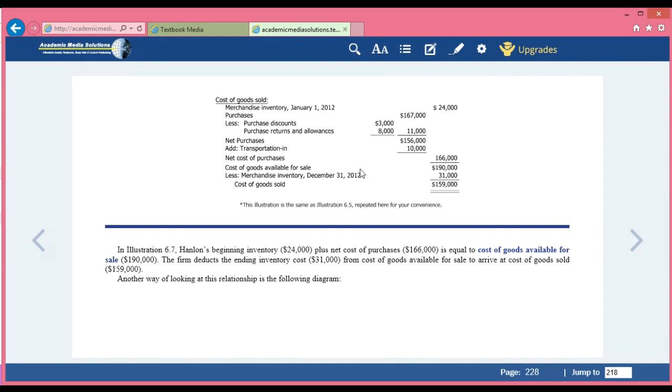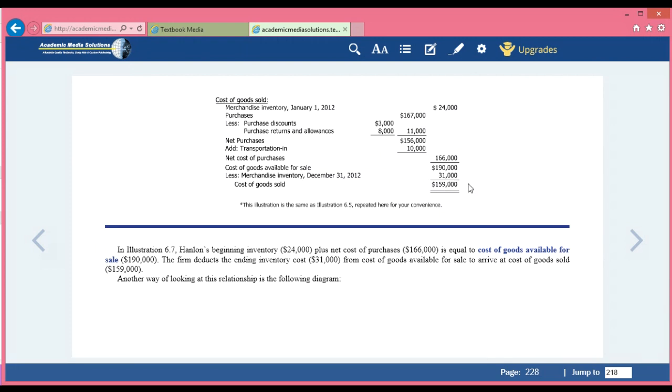At the end of the next year, December 31, you go out and count your inventory. You had 190,000 you could possibly have sold. You count your inventory, and you have 31 that are not sold. So 159 must have been sold.